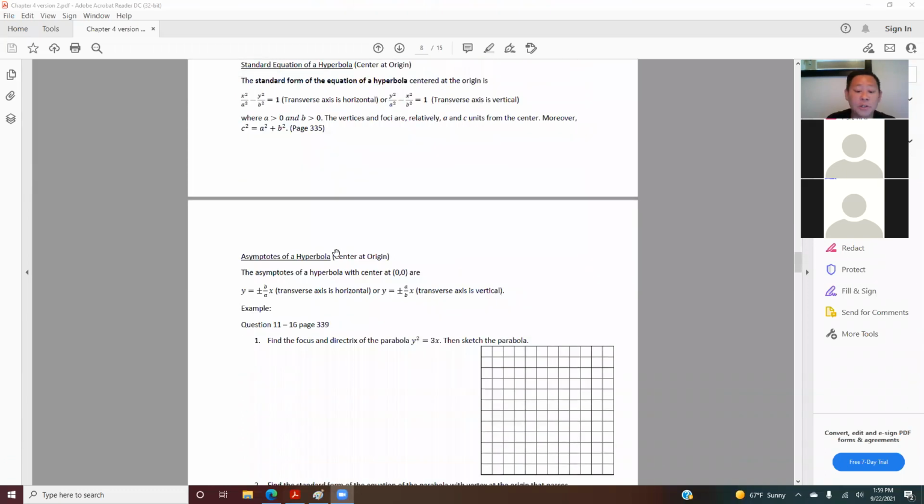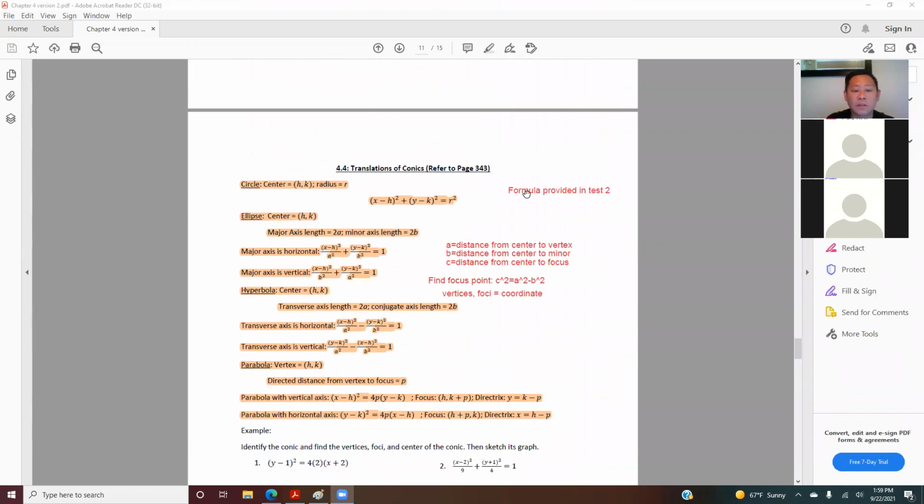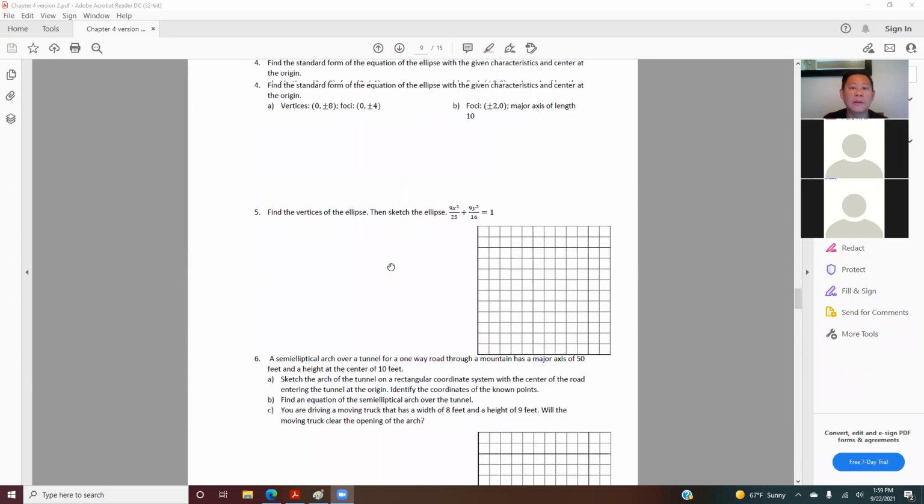As I mentioned again, you do not need to memorize the formula because I provide the whole 4.4 formula for you guys. So make sure you know the right ones, which is what the A, B, C stand for, and how you find the C, which is the distance from the center to the focus point. For ellipse, it is given by C squared equals A squared minus B squared. So make sure you know this is a minus one, and then you will see what happens in the hyperbola case. We'll talk about that in today's class.